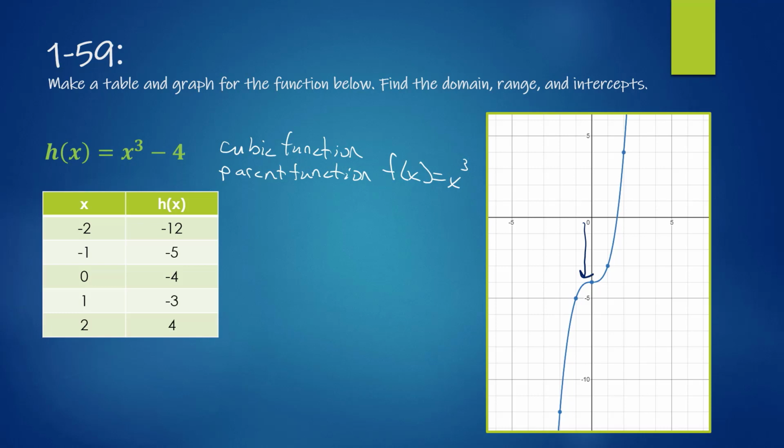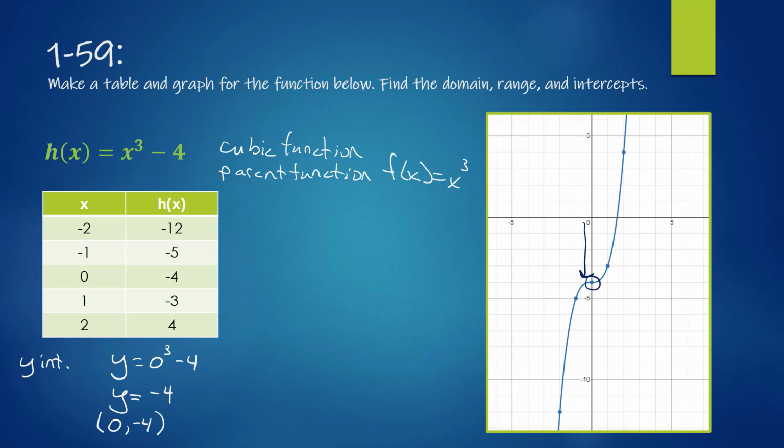Now it wants to know the x and y intercept. Let's do the y intercept first. If it's a y-intercept, that means the x value has to be 0. So we're just going to plug in 0 for the x value. And so that makes y equals -4. So our y-intercept is (0, -4). And you can see that right here.